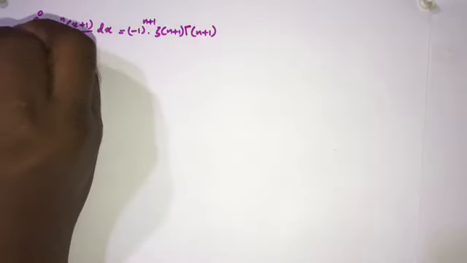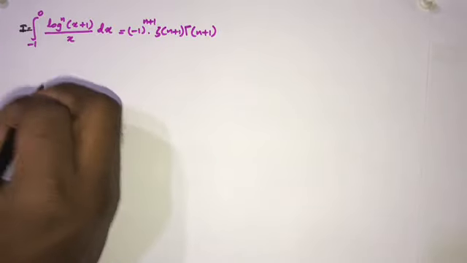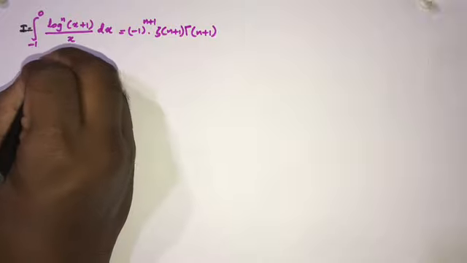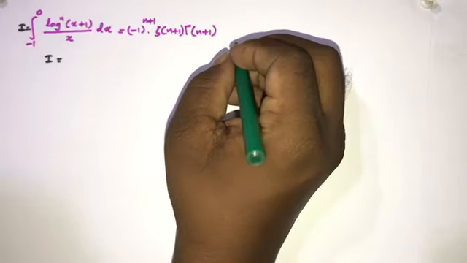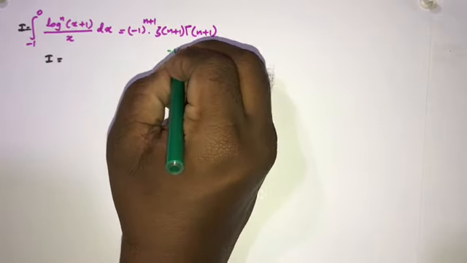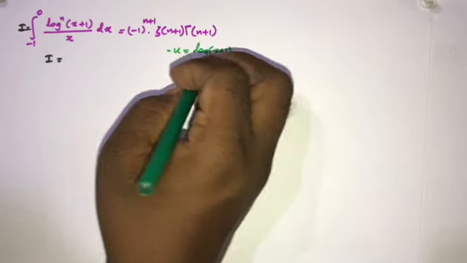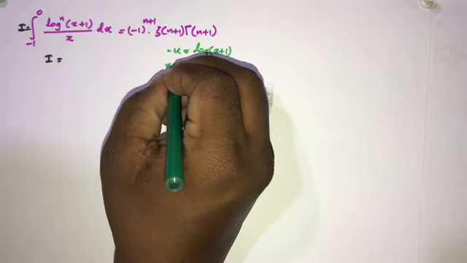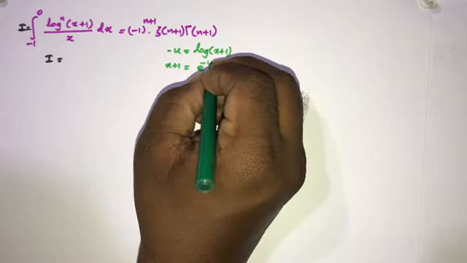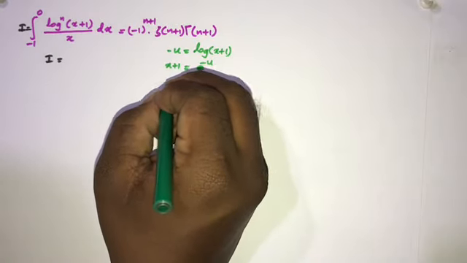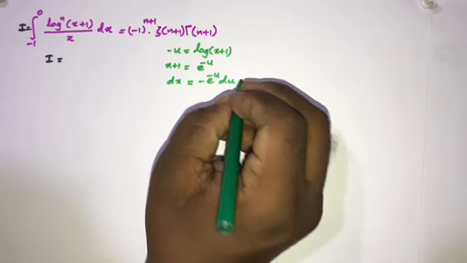First I am going to take our integral, and this integral is equal to I. Now I am going to take a substitution. If we take -u equal to natural log of (x+1), then we can isolate x+1. So x+1 is equal to e^(-u). Now differentiate, so dx is equal to -e^(-u) du.